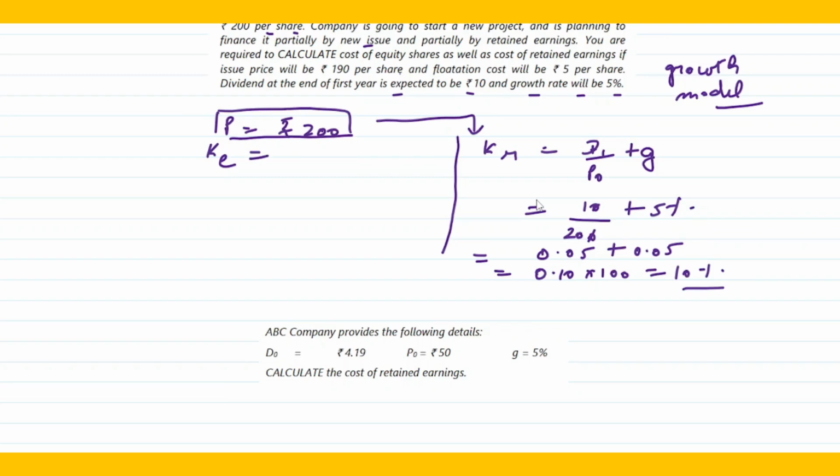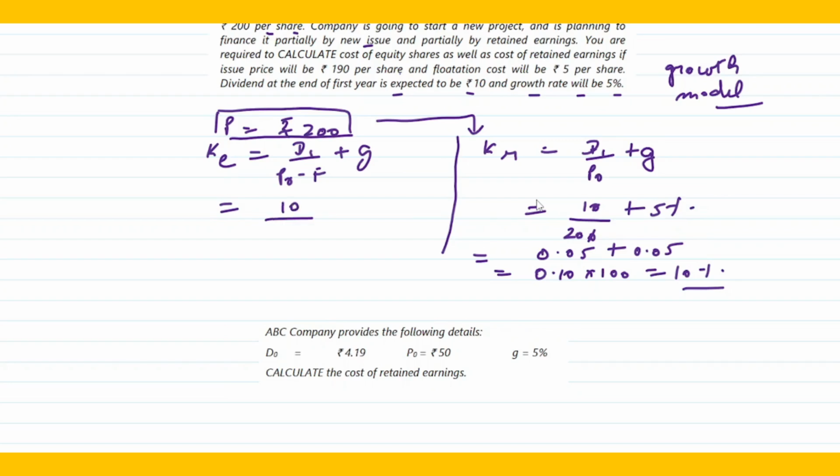In case of KE, the formula remains the same. It is basically D1 divided by P0. But please remember, there's a flotation cost involved, because the question says there's a flotation cost of rupees 5 per share. So you minus the flotation cost here, plus the growth as it is given. The dividend that is given is basically 10, undoubtedly.